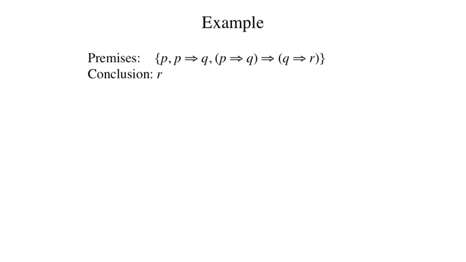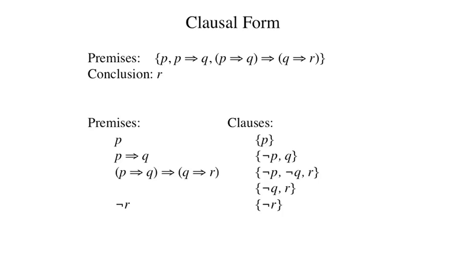As an example of a resolution proof, consider one of the problems we saw in Chapter 3. We have the 3 premises shown here. We believe P implies Q, and we believe that P implies Q implies Q implies R. Our goal is to prove that R is true. To this end, we negate our goal and add it to our premises, as shown here on the left, and we convert to clausal form, leading to the clauses shown here on the right. Note that the third premise here leads to 2 clauses, not just 1.